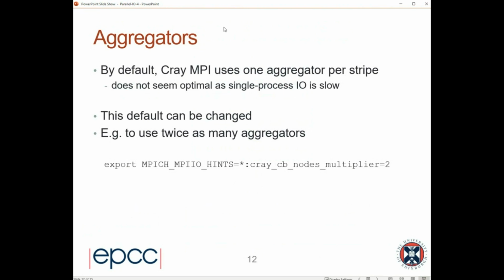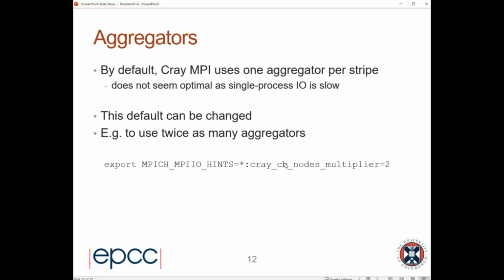Unfortunately, it didn't seem to make as much difference. So what you can do is export MPICH_MPIIO_HINTS equals star, which means for all files, then the Cray CB nodes multiplier. I don't know what the C means. Setting the aggregators equals 2 would use twice as many aggregators. And if you set MPICH_MPIIO_STATS equals 1, you can see where they went. And it does something perfectly sensible: it puts, for example, 2 aggregators per node. But I haven't tried this for a few months, and I saw very little benefit from that.